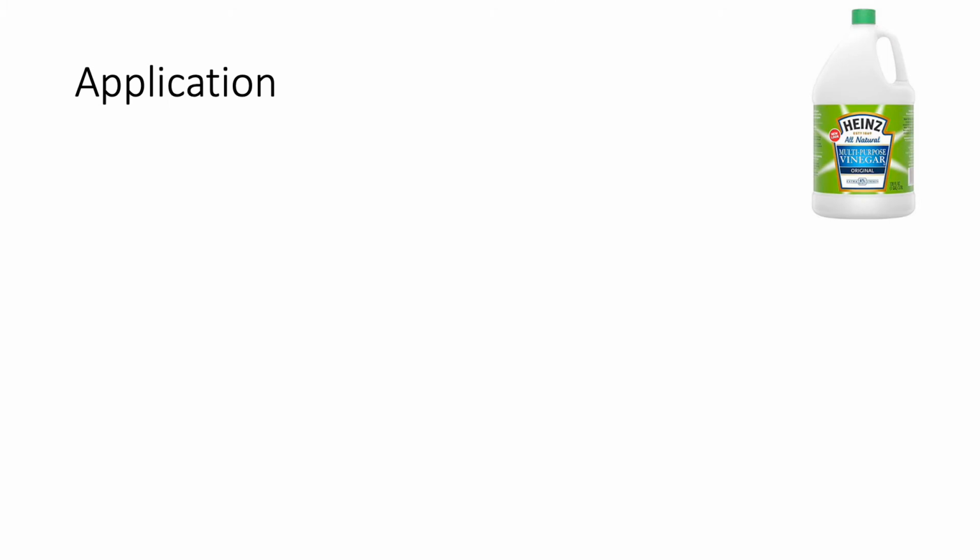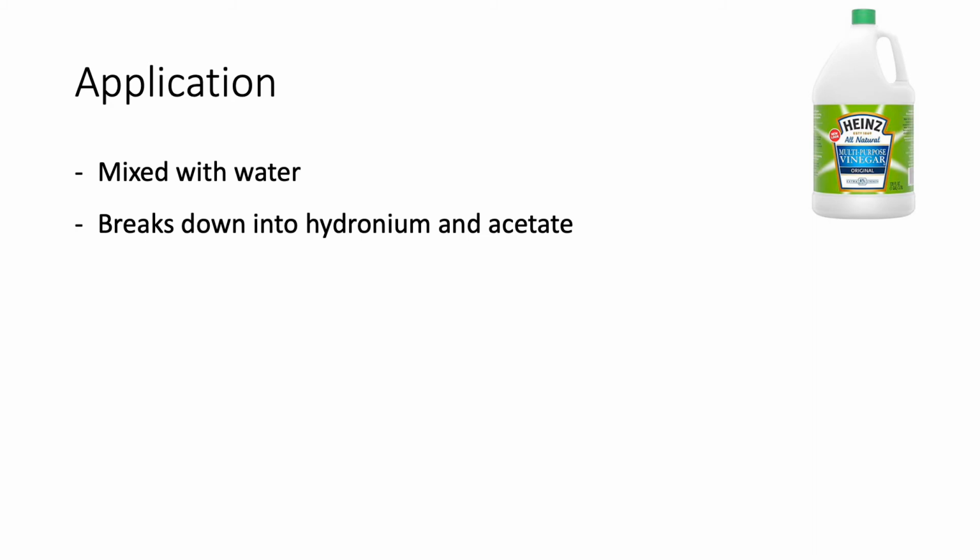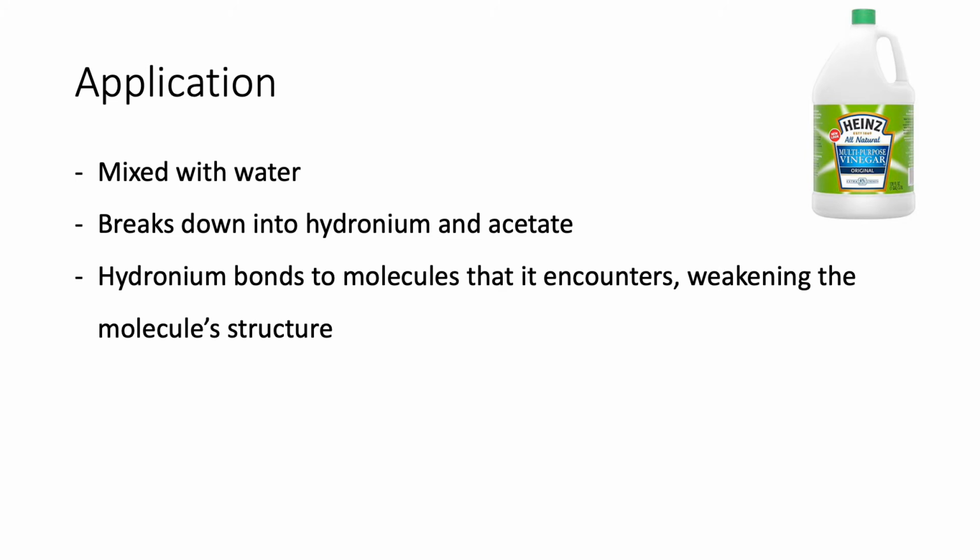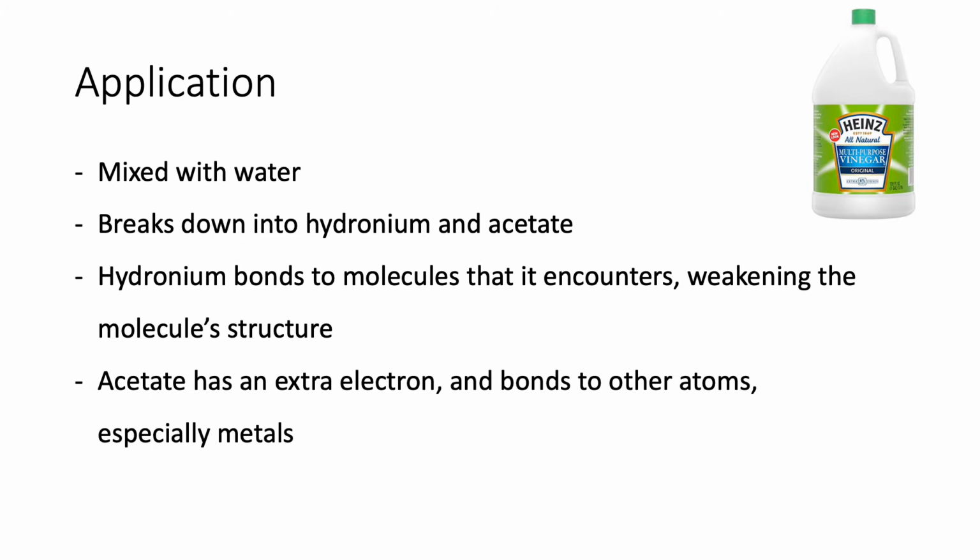So how does acetic acid work? Well, we're going to be focusing on when acetic acid is mixed with water. So when mixed with water, this will produce hydronium and acetate. The hydronium bonds to molecules that it encounters, which weakens the molecule structure. This is great for cleaning stains from alkali substances such as soap and urine.